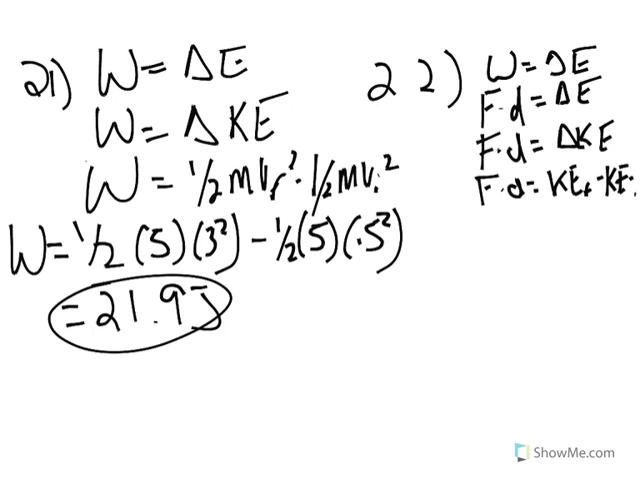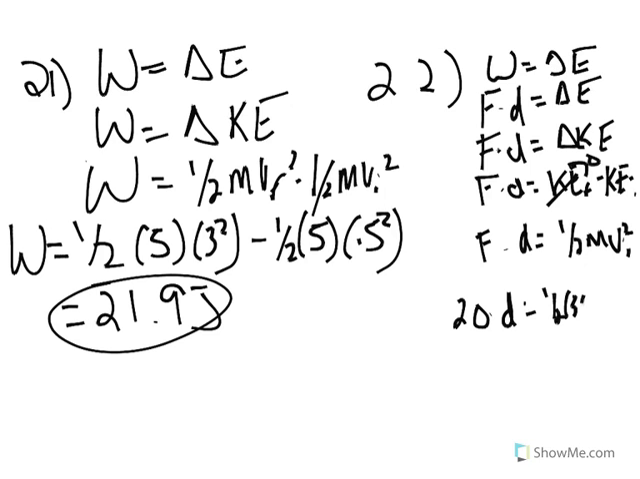Now the final kinetic energy is going to go to 0 because it comes to a rest, comes to a stop. So we end up with force times distance equals 1/2 mv squared, and that's the initial velocity squared. So we get 20 times distance is equal to 1/2 times 30 times 5 squared. And if we solve for d, we should get 18.75.